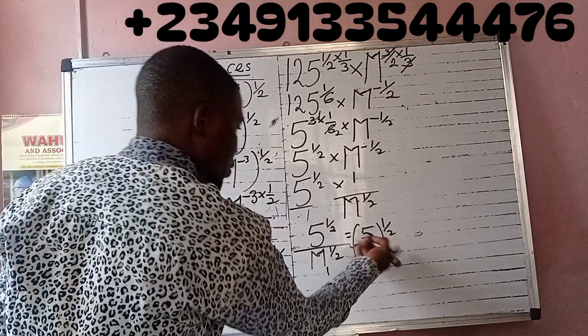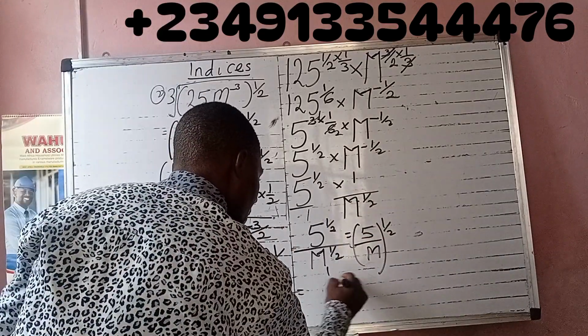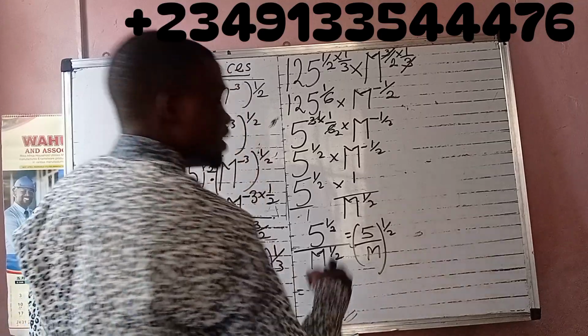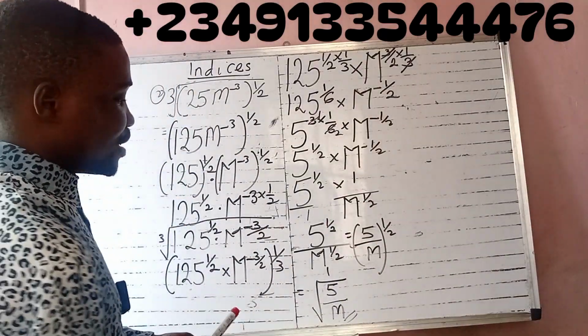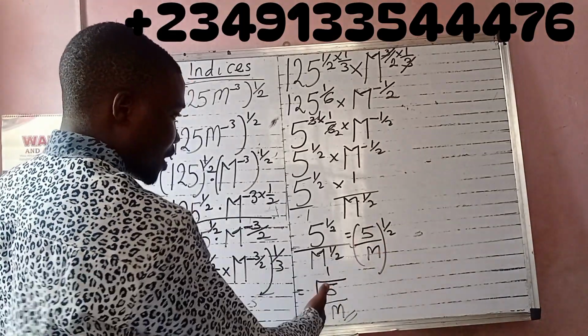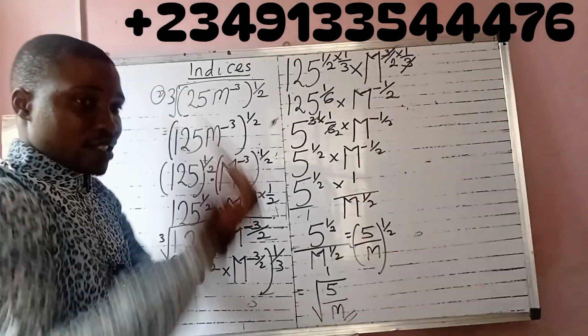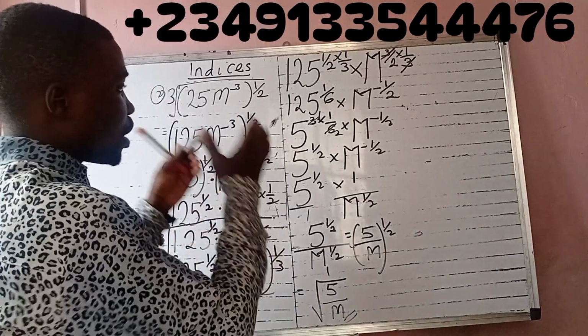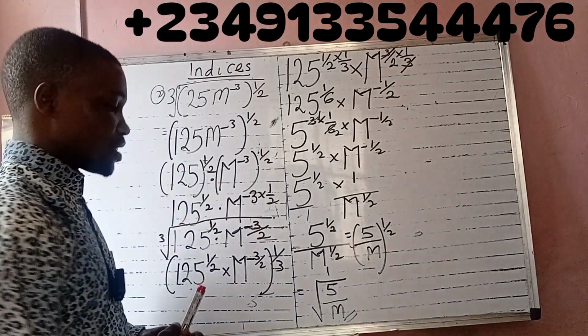So we can now change this one back to square root. So you can say square root of 5 over m. We are not changing anything, it's mathematics. So this is the final answer. Either way, we are still saying the same thing. So this is the final answer. This is the second question we are looking at under indices.